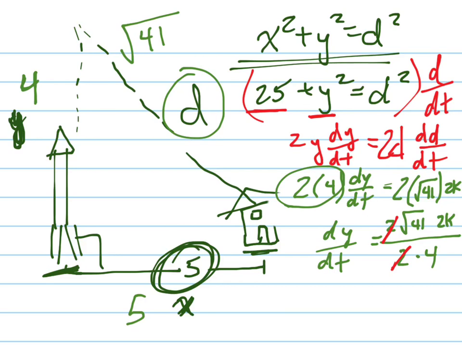And 2k right there is really 2,000. 2,000 is divisible by 4 as well. What's 2,000 divided by 4? 500. Yep. So it's 500 times the square root of 41.